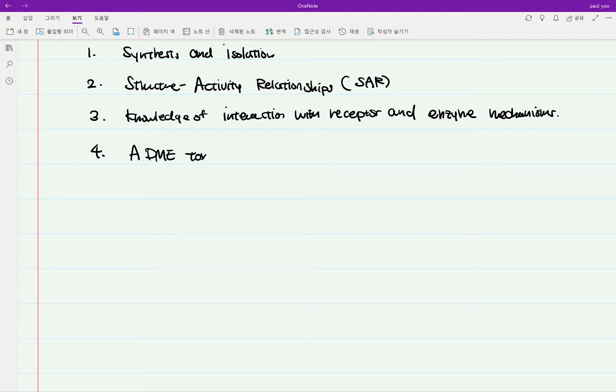Tox stands for A, absorption, D, distribution, M, metabolism, and E, excretion, and TOX for toxicity, toxicology.